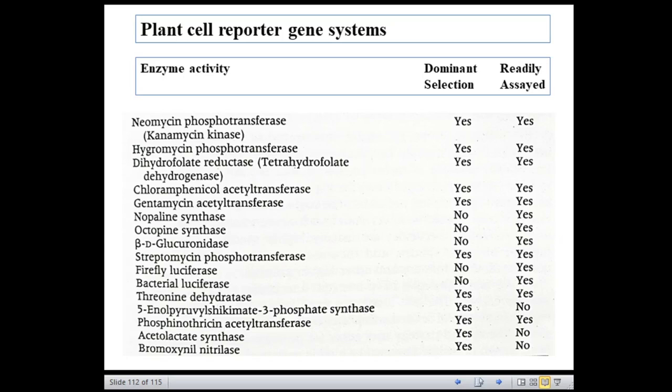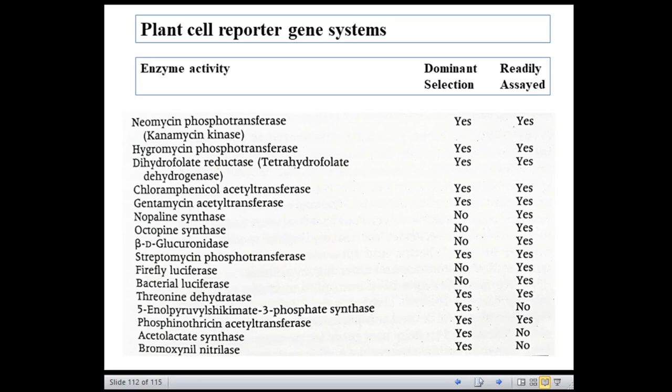So some reporter gene products, say for example beta-D-glucuronidase and the bacterial luciferases, can be detected in intact plant tissues. The most popular of these systems is the E. coli beta-D-glucuronidase, which we call the GUS gene. This encodes a stable enzyme that is not normally present in plants and that catalyzes the cleavage of a range of beta-D-glucuronides.